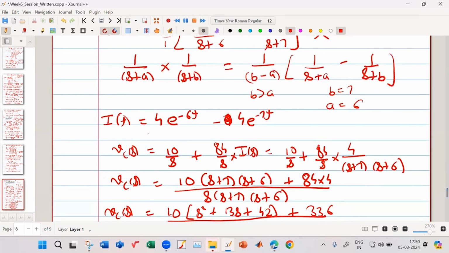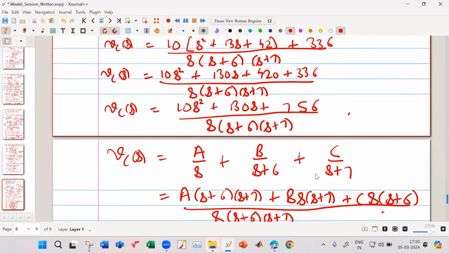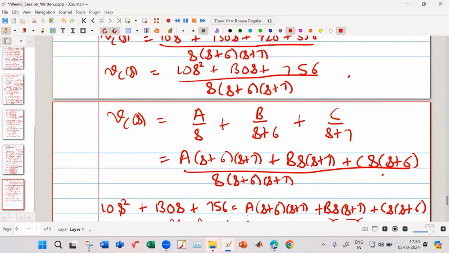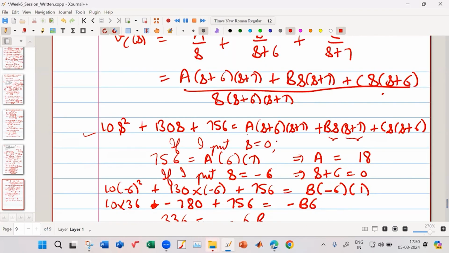Okay, and similarly, we found the capacitor voltage. We wrote it down. It became very, very complex. Second order it became. We wrote like this. Then I told we can do the partial fractions. Okay. So we cross multiplied. We made the denominator common and then we equated the numerators. Then how to quickly find out the value of A, B, and C.